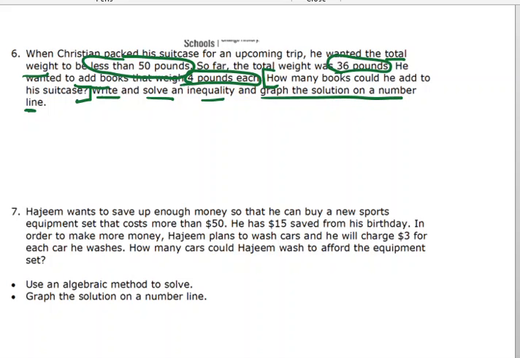Okay, so if this is an open response question on an exam, I promise you that 1 point is going to be for the inequality that you write.